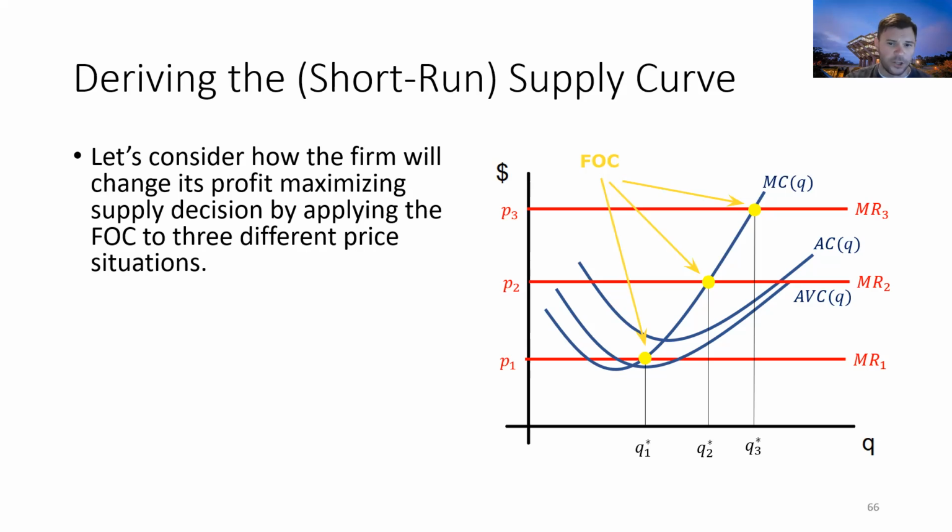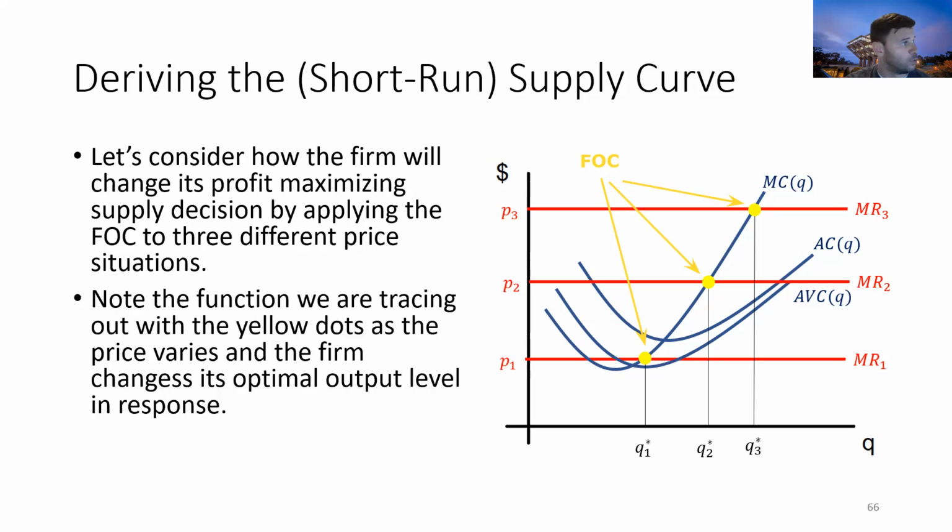Now, which function are we tracing out as we move the price around? Which function is getting traced out? Anybody see it? Which function? Yeah, it's the marginal cost function. Everyone see that? As we move P around and we apply that first order condition, we're tracing out the marginal cost curve.